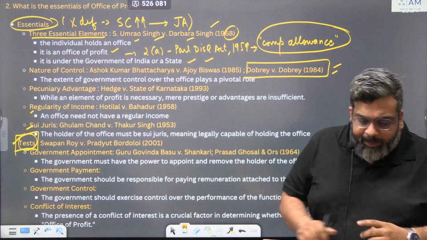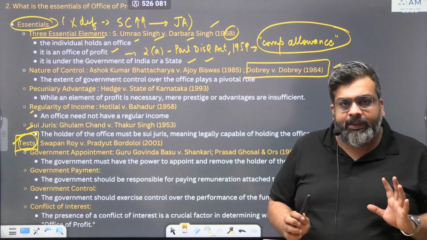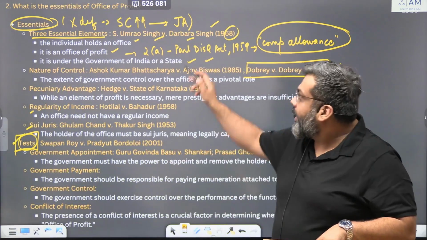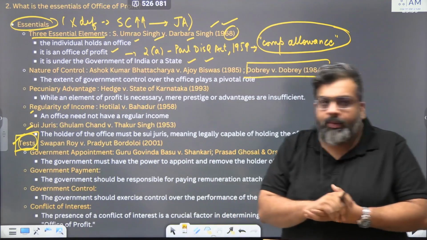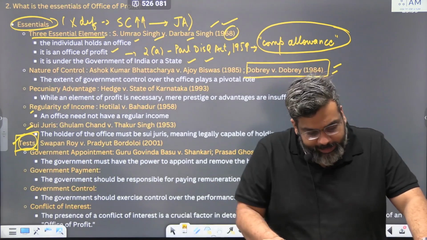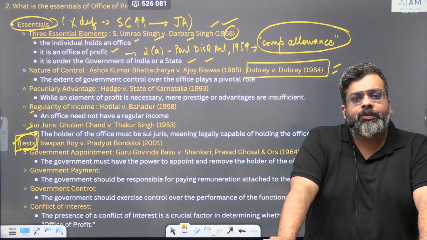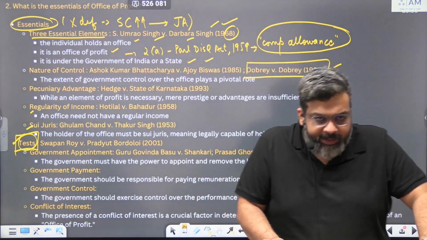Now, these tests are basically 4. And if you want to just use one judgment for all of these tests, like how you can use one judgment for all of the essentials, that is Swapan Roy versus Pradyut Bordoloi. This is a very recent 2001 case. It is in this case that the Supreme Court has basically laid down 4 tests. And the tests are fairly simple.